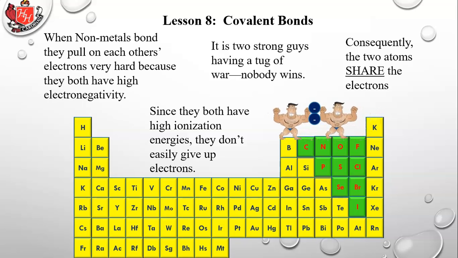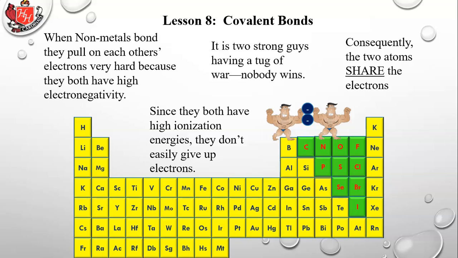So you have two atoms over there in the nonmetals that pull very hard on another atom's electrons, just like they do on the electrons of a metal. The difference is the metals have very low ionization energies, so it's very easy to take their electrons away from them. And so nonmetals will take the electrons away from metals, and they create ionic bonds. An anion, cation, they stick together. That's what we studied in the last lesson.